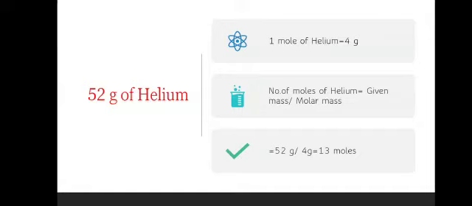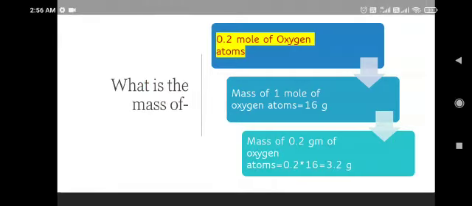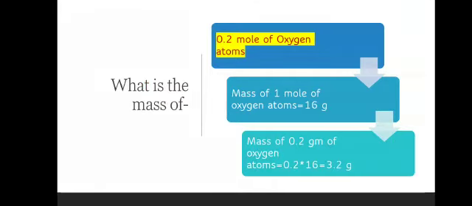Here, what is the given mass? 52. So 52 divided by 4 gram, that is equal to 13 moles. We will go to the next type of problem, that is, what is the mass of this. We need to find the mass.